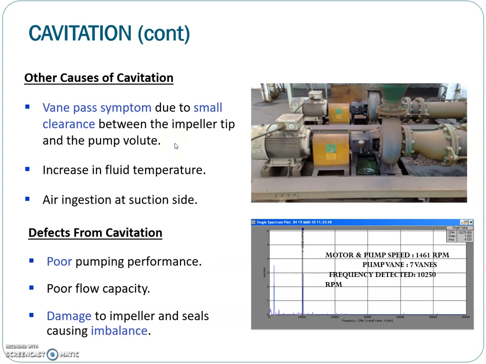Other causes of cavitation could be vane pass syndrome due to small clearance between the impeller tips and the pump volute, an increase in fluid temperature, and air ingestion at the suction side. Cavitation could cause the pumping performance to drop, poor flow capacity, and could also cause damage to impellers and seals, leading to primary faults such as imbalance.